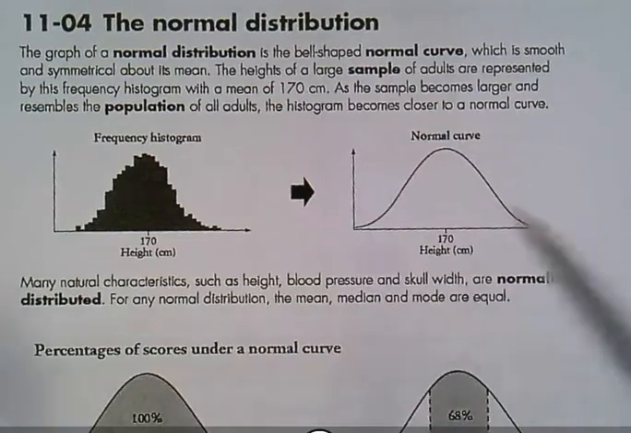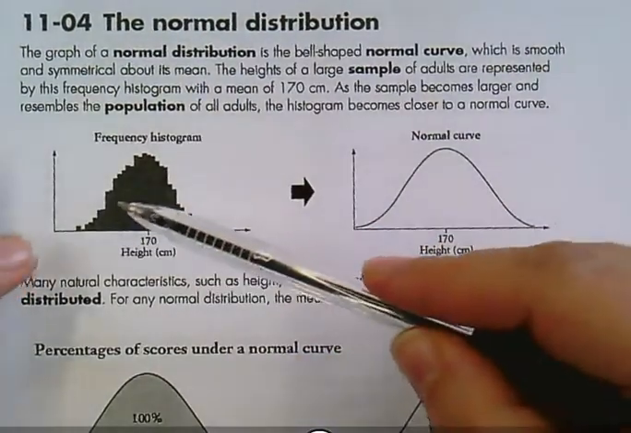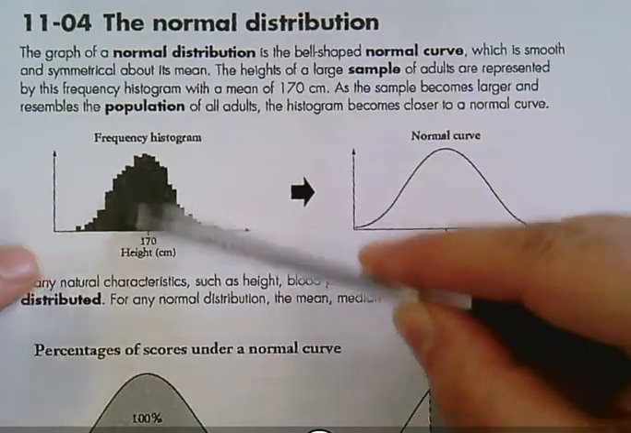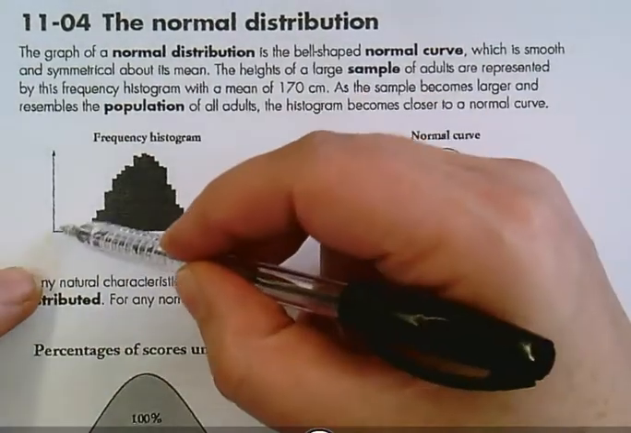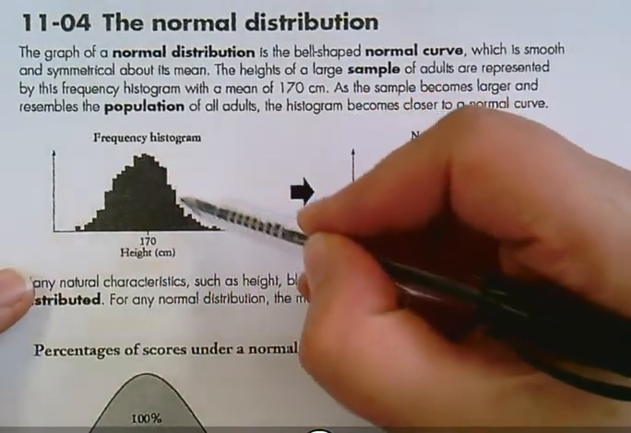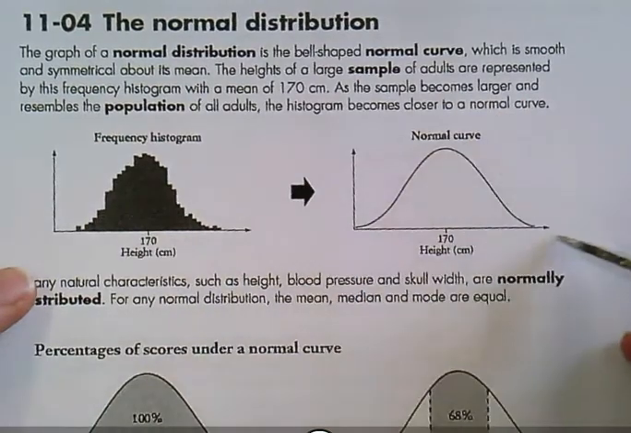Exercise 11.04, the normal distribution. Now, can we see we've got a histogram? It's very, very squashed. But if I draw a shape around that, that's what this normal curve is.